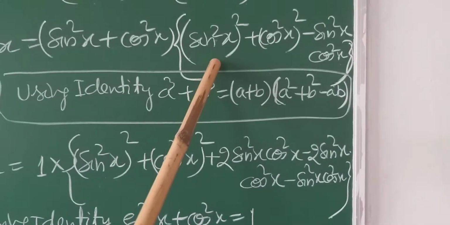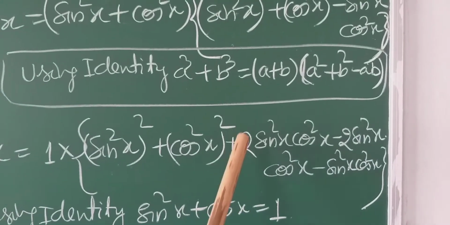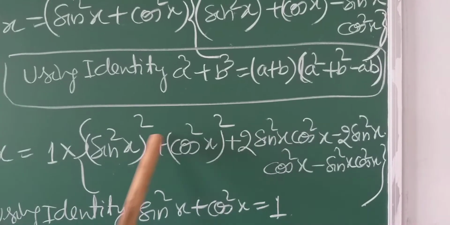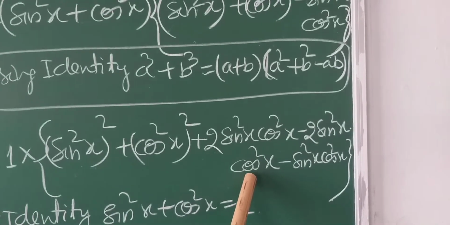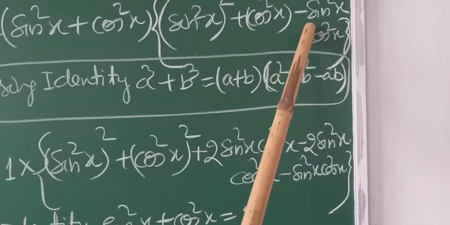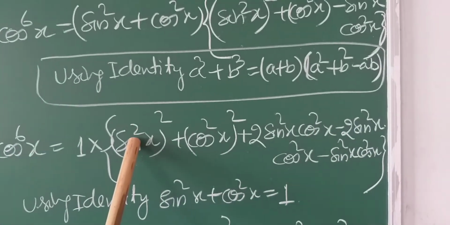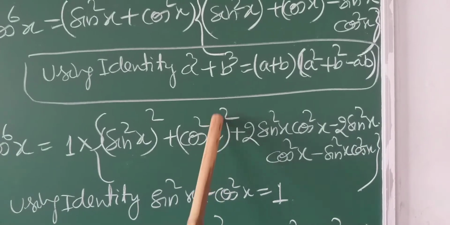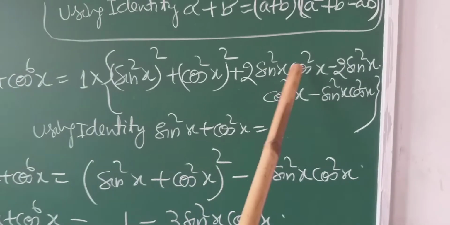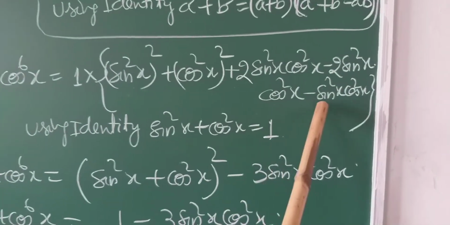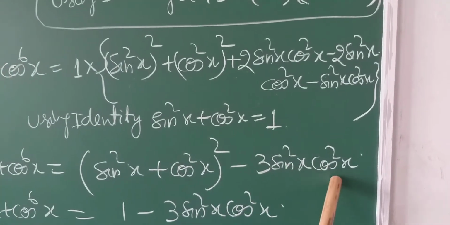A square is given to us, B square, but 2AB is not given to us. So that's why we are adding twice of sin square x cos square x, meaning 2AB, and subtracting 2AB. Okay? And this sin square x cos square x I have written as it is. Now students, it will become sin square x plus cos square x whole square, correct? Minus 2 sin square x cos square x and minus 1 sin square x cos square x means minus 3 sin square x cos square x.